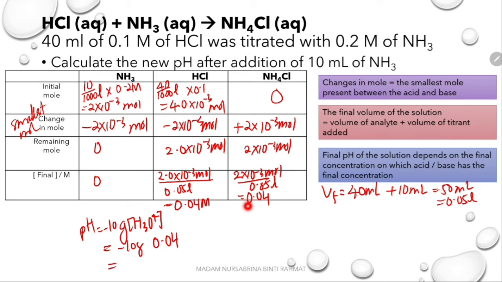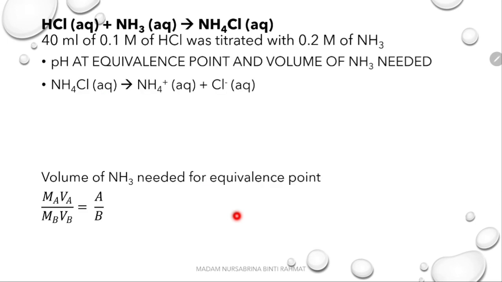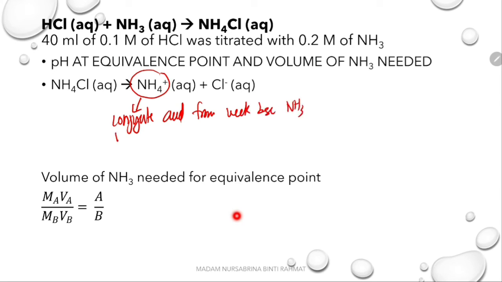So the pH after additions of 10 ml of ammonia is 1.40. Okay, so what happened at equivalence point? Ammonium chloride is made up of NH4+, which is the conjugate acid from weak base ammonia. So it will hydrolyze again in water.